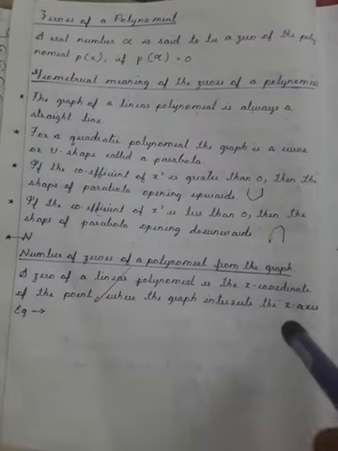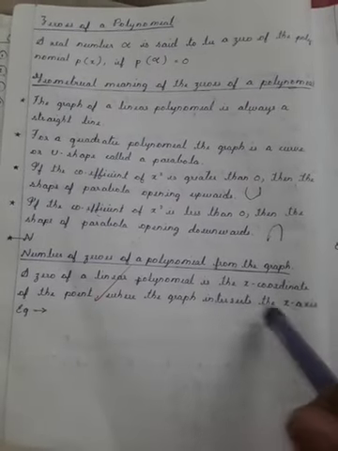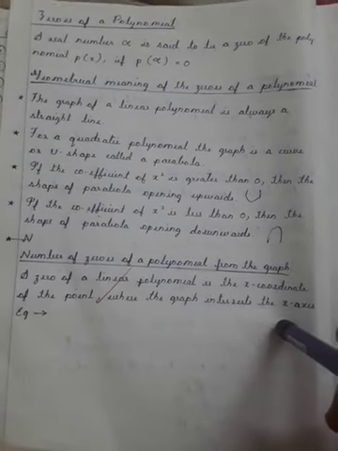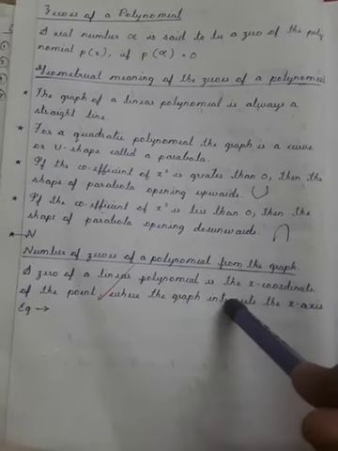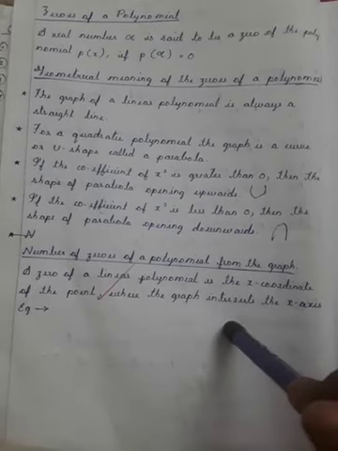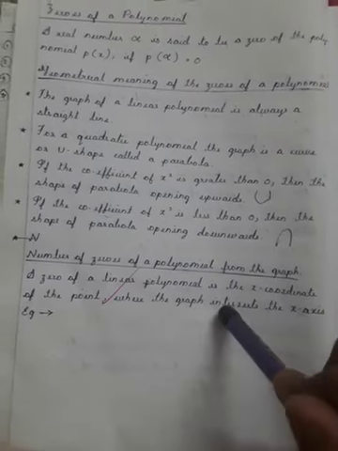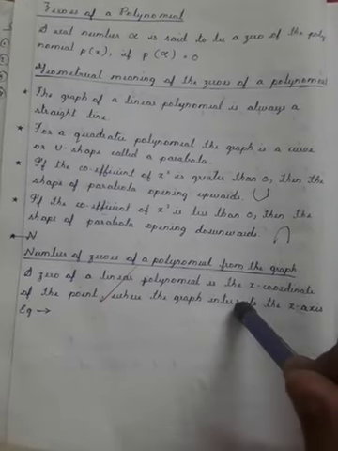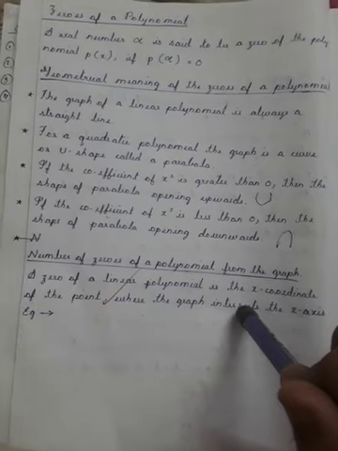At how many points the graph intersects the x-axis, that will be the number of zeros. And at all the points that intersect the x-axis, the x coordinate value will be the zero of the polynomial.